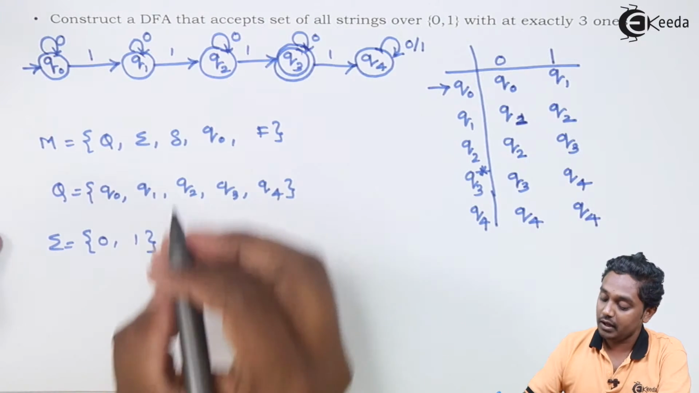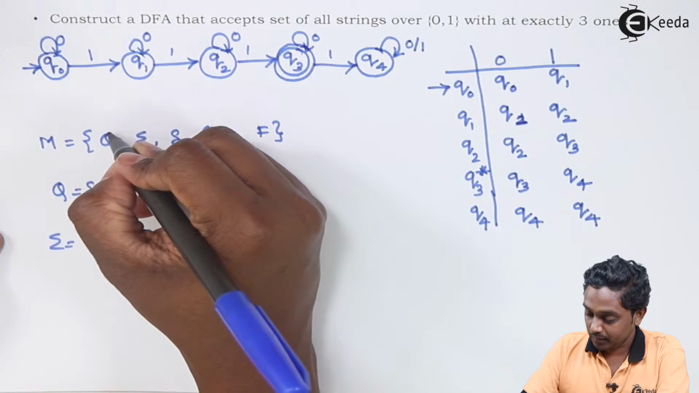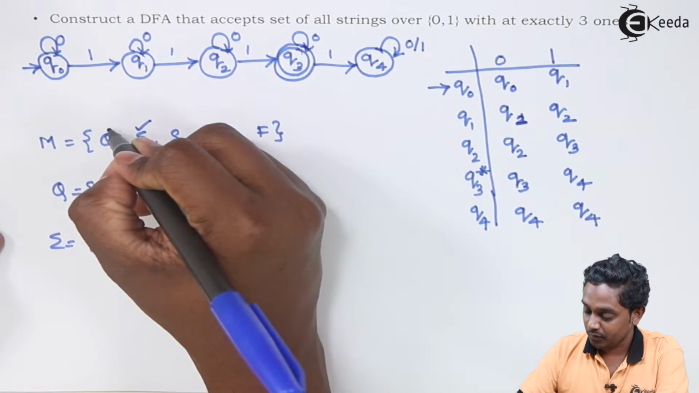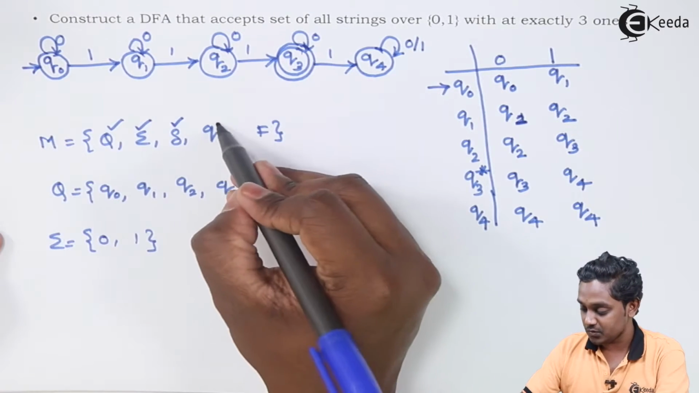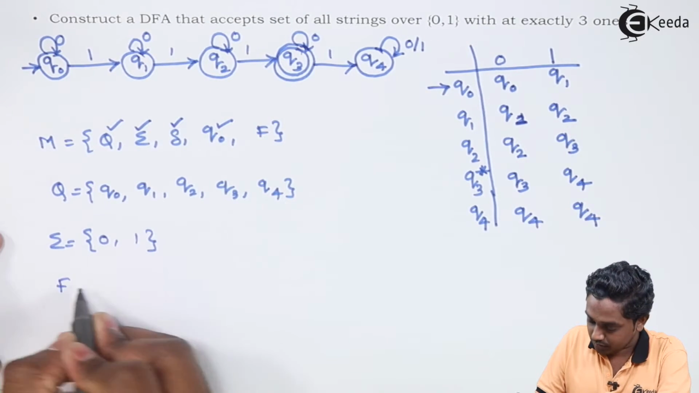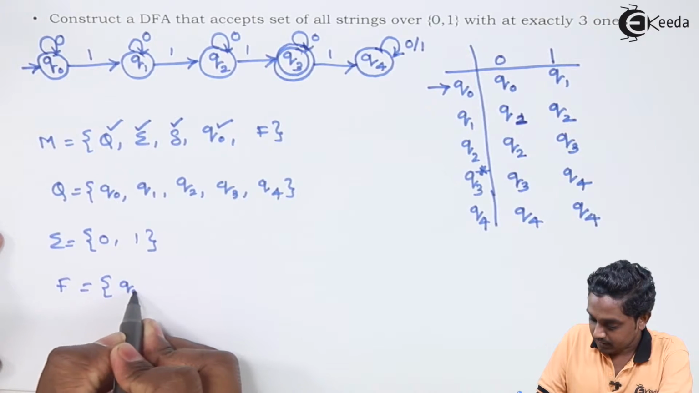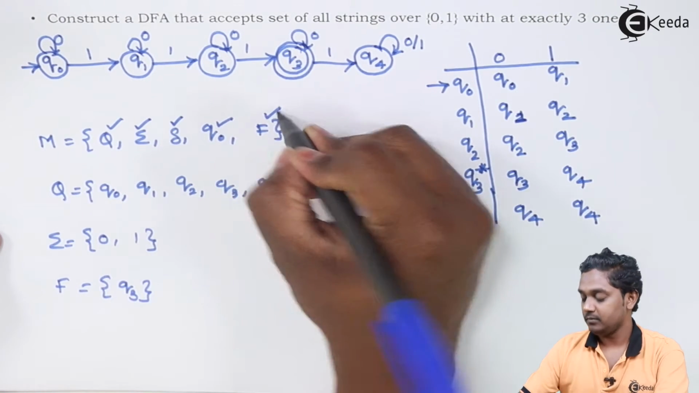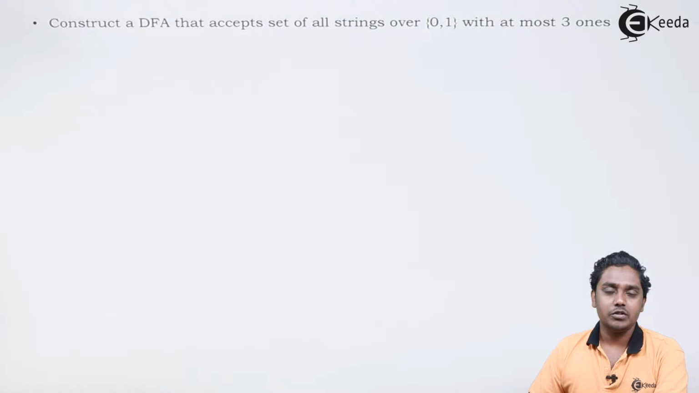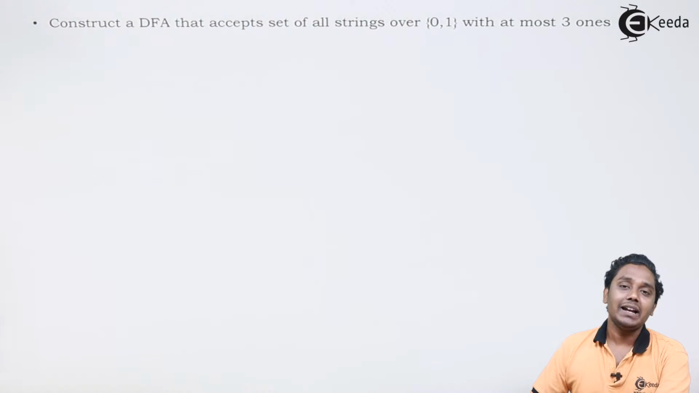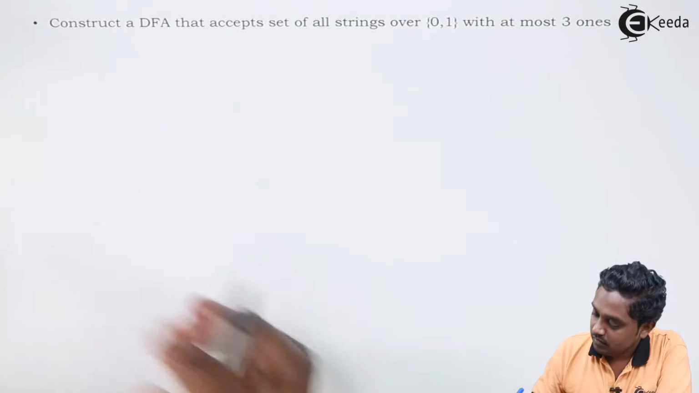So here we have discussed the input alphabet sigma, number of states Q, transition function delta, again initial state is Q0, final state F is Q3. Let's see the next model. That is a DFA which accepts strings of at most 3 ones.